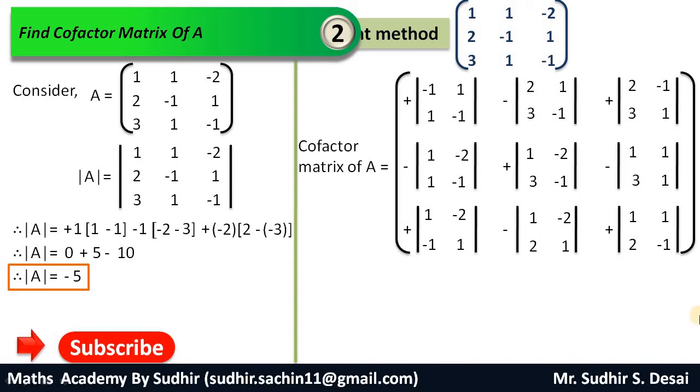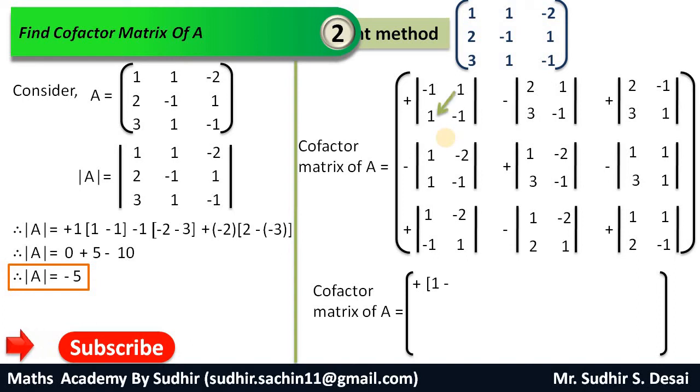Let's see. Now cofactor matrix of A is equal to, we just have to simplify these 2 by 2 order determinants by taking cross multiplication with middle sign minus. So plus, let's expand this determinant first. So minus 1 into minus 1 will be plus 1, middle sign minus, 1 into 1 is 1.